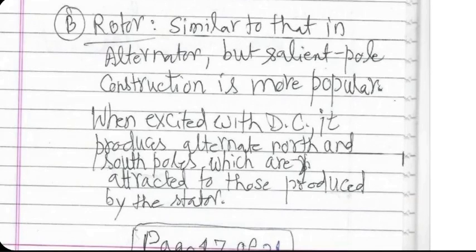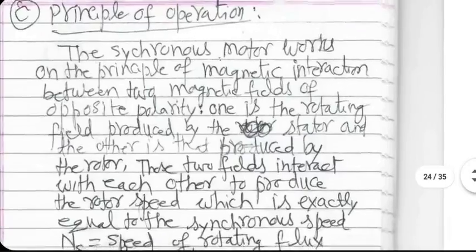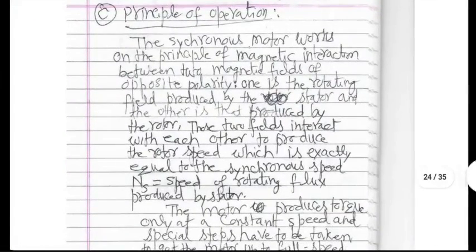Salient pole construction obviously will be better for lower speeds. Of course, you have to supply DC to the poles on the rotor. So this is a two-input motor. There's one three-phase AC input to the stator and another DC input to the rotor. It's doable though. Principle of operation is quite simple. It is the generator action in reverse now. That's it. So let's not go too far into it.